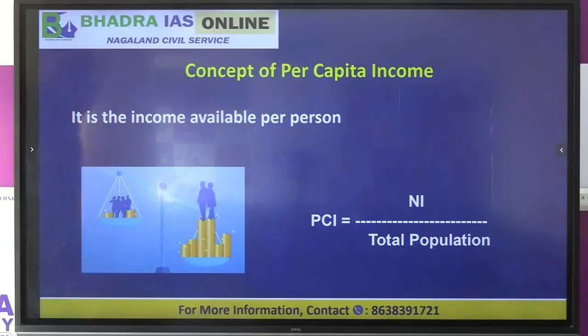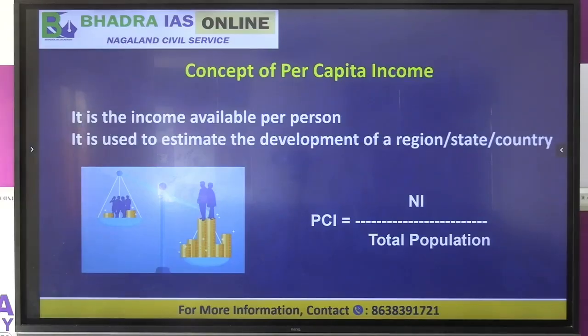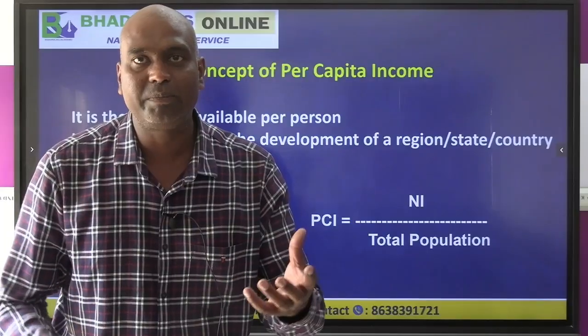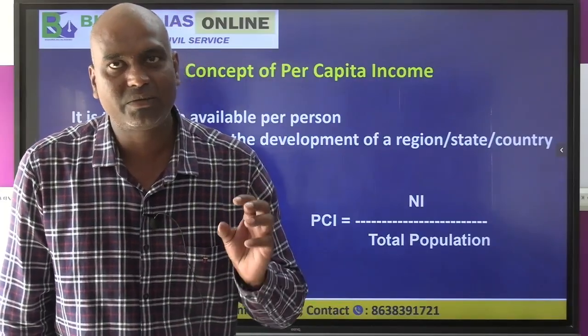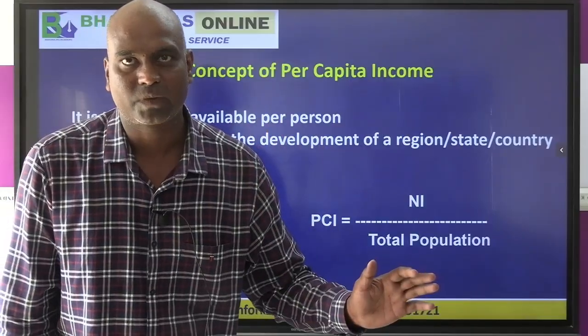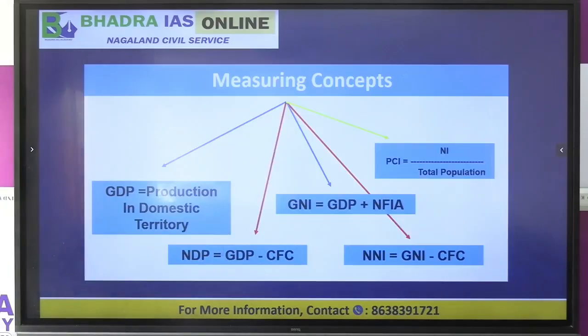Now for the exam you have to keep in mind what per capita income is. It is the income available per person, and an important thing, it is used to estimate the development of a region or a state or country. This question came in the Arunachal Pradesh prelims exam: which of the following is used to estimate the development of a region or a state? The answer is per capita income. Clear? Okay. So today we have discussed these 5 concepts: GDP, NDP, GNI, NNI and per capita income.